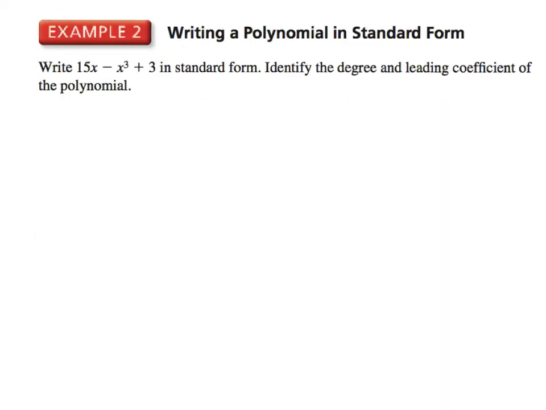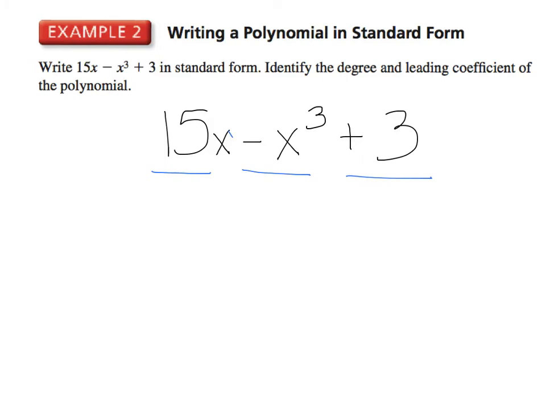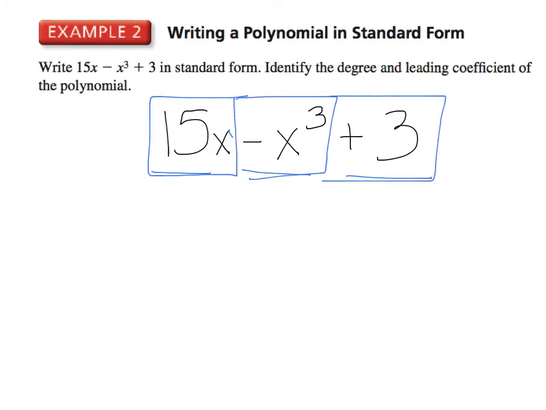So in example 2, we're just going to write this in standard form. Looking at this polynomial, 15x minus x to the third plus 3. This is a trinomial. Once again, each of these represents a monomial. There are 3 of them, so it's a trinomial.